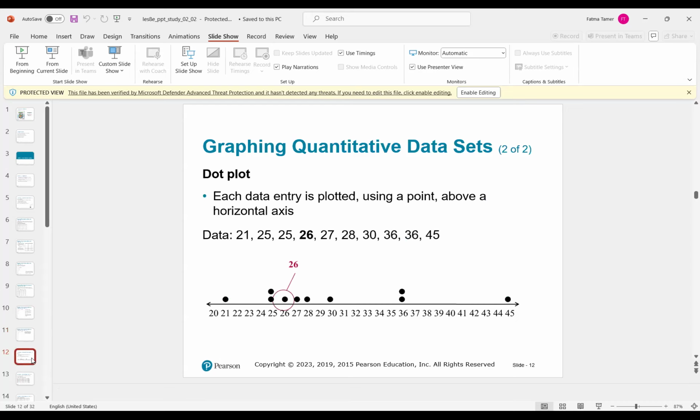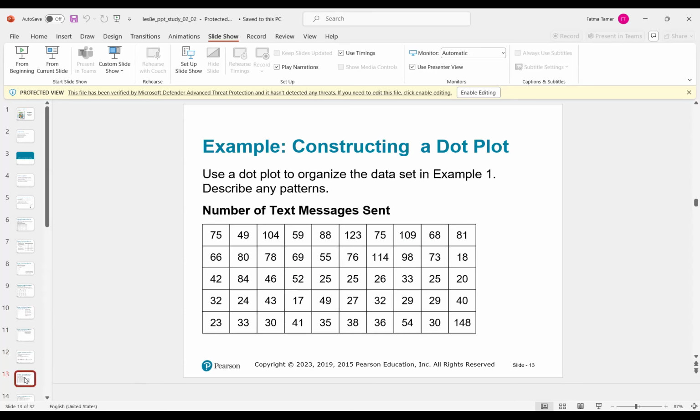Now, the second graph we're going to look at is called a dot plot. Each data entry is plotted using a point above a horizontal axis. For the sample data set here, we get one dot above 21. We get two dots above 25 because we have two 25s. Then 26 shows up once, then 27, 28. For the values that we don't have, we just don't put any dots. We have 23 twice, so we put two dots here. This kind of graph is called a dot plot.